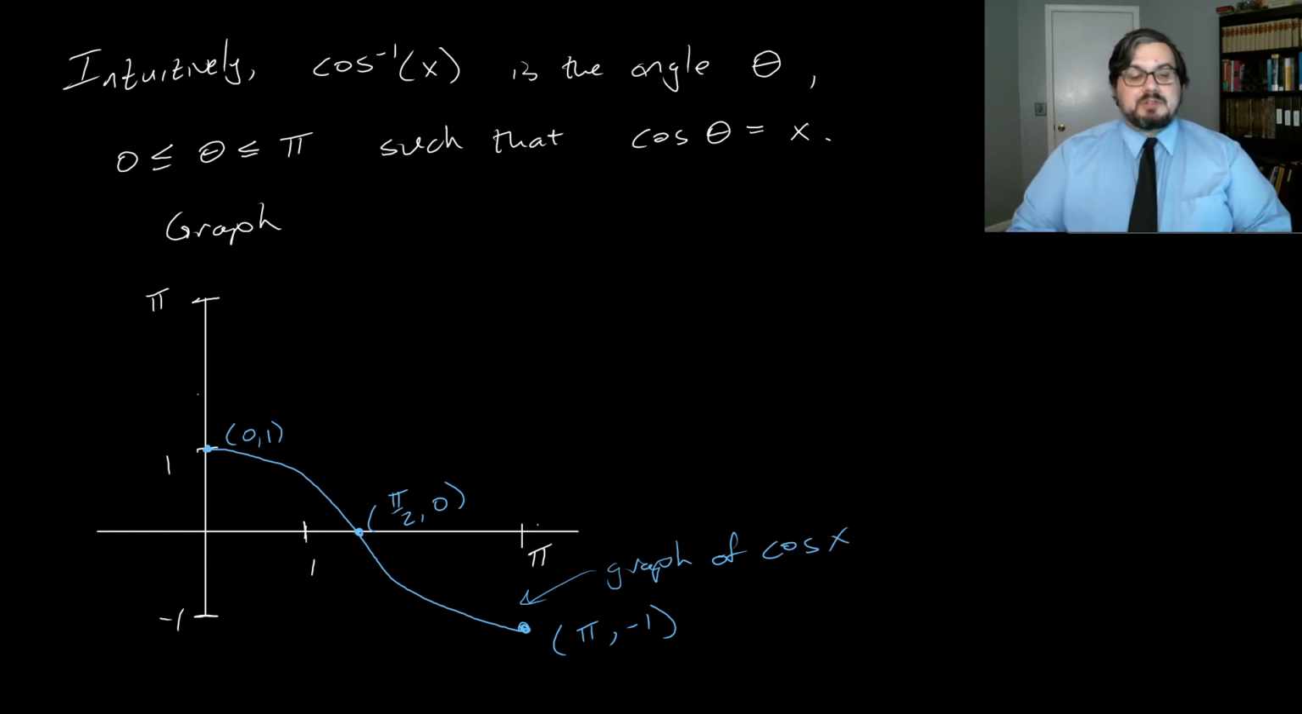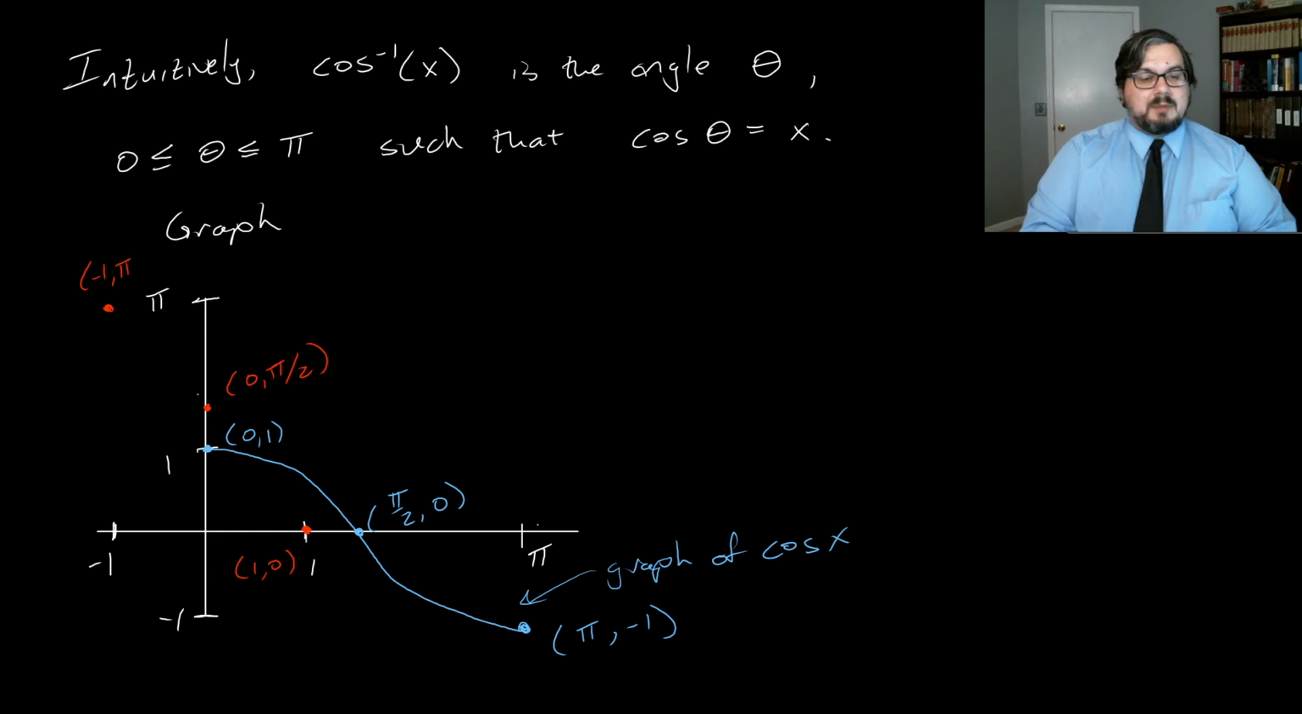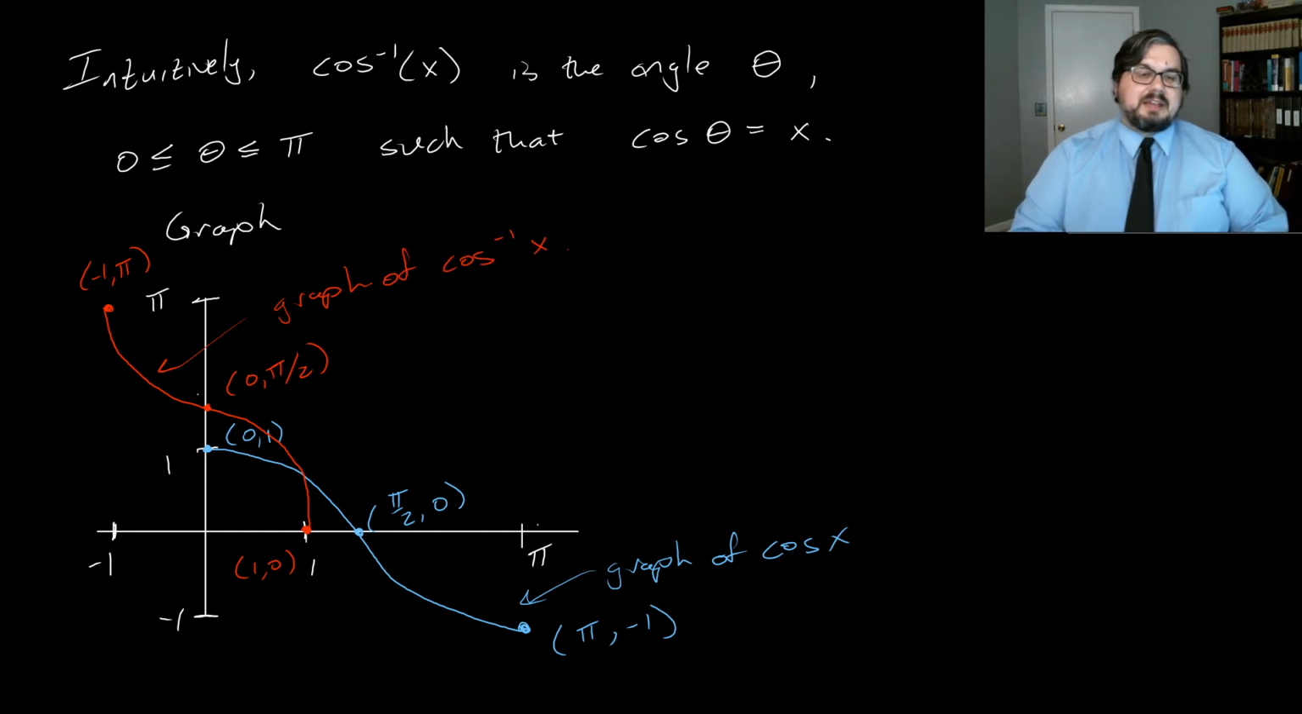The graph of inverse cosine is going to be what we get when we take all the points on the graph of cosine and flip the order of their coordinates. So instead of the point 0, 1 on the graph of cosine, we'll have the point 1, 0 on the graph of inverse cosine. Instead of pi over 2, 0, we'll have the point 0, pi over 2. And instead of the point pi, -1, we'll have the point -1, pi. And so the graph of inverse cosine looks like this. So this is the graph of inverse cosine of x.